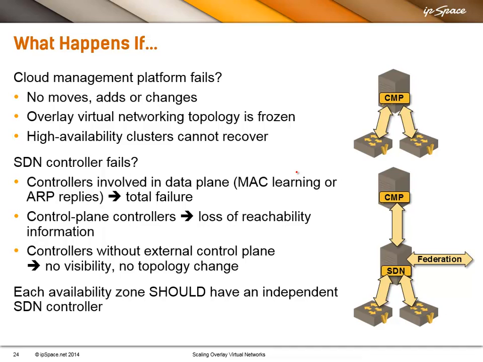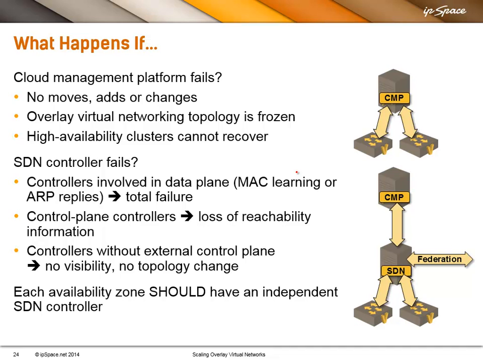Now, what if an SDN controller fails? If that controller is involved in the data plane, for example, if the controller is doing MAC learning or even worse, doing ARP replies, then a controller cluster failure means a total failure of the network. If the controller is only involved in the control plane, so for example, the controller is exchanging BGP information with the rest of the world, then obviously if the controller cluster crashes, you will lose the reachability information, which means that your VMs won't be reachable.